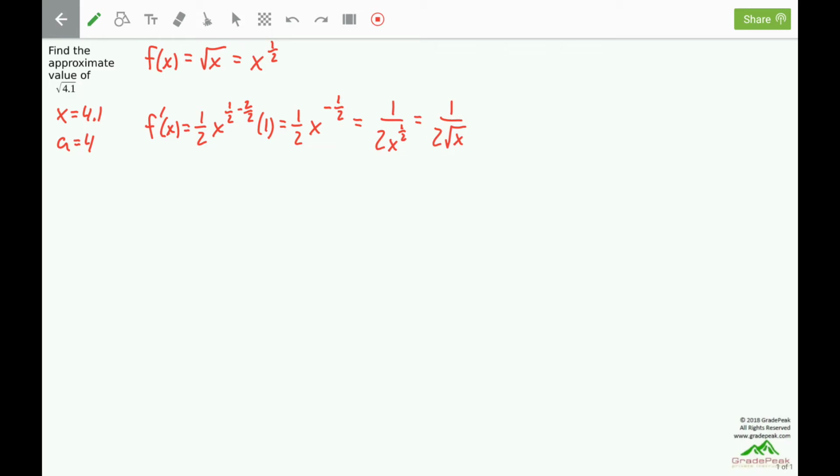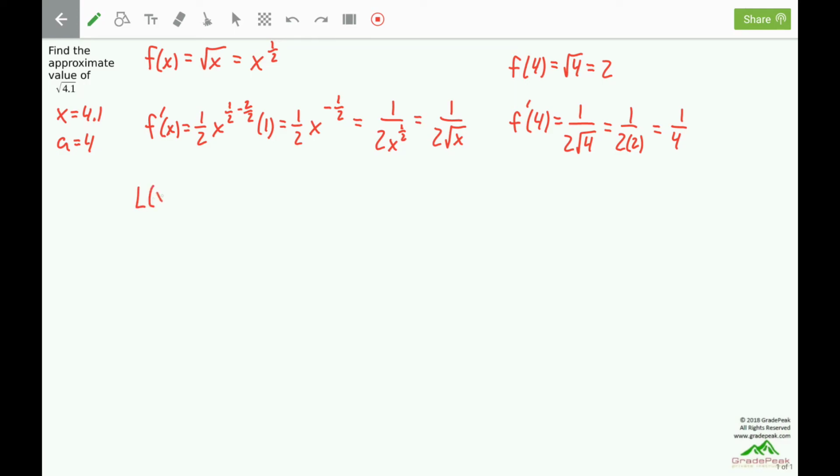Now that we have f of x and f prime of x, each of them can be evaluated at the a value of 4. So f of 4, which will be the square root of 4, which equals 2, and f prime of 4, which will be 1 over 2 times the square root of 4, which is 1 over 2 times a 2, which is 1 over 4.